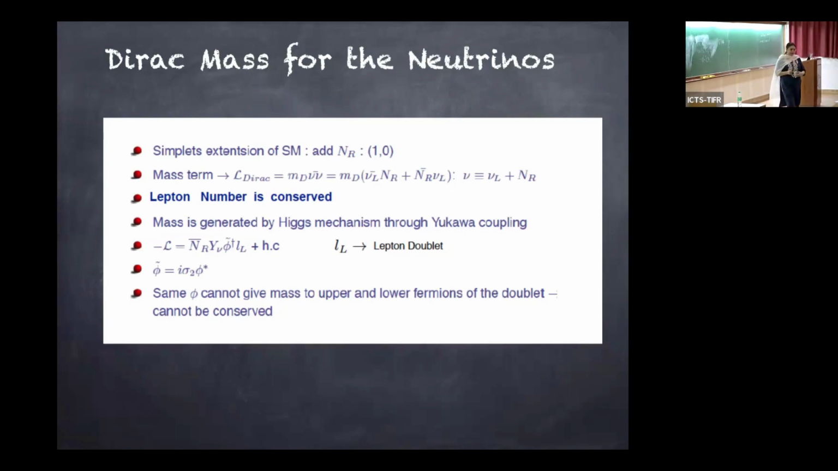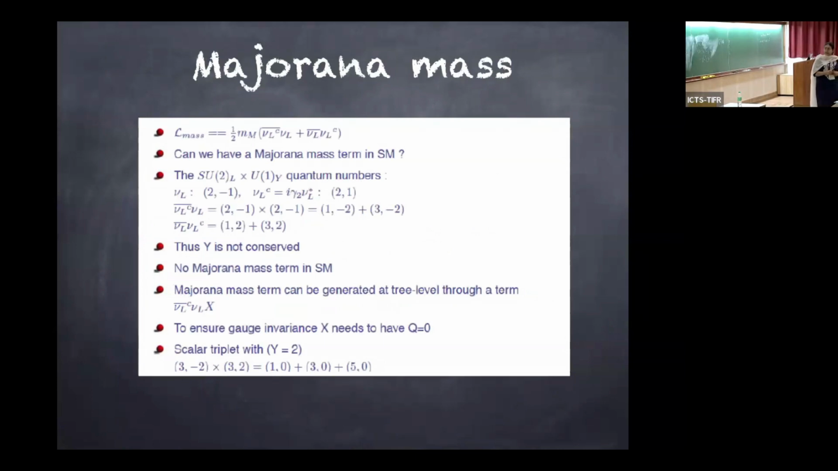Now this is one way. Let me talk about the Majorana mass: in the standard model, can we have a Majorana mass? So let us see the quantum numbers. So the nu L has (2, -1) and nu LC will have (2, 1). So if I write a nu LC bar nu L term, then I can get a singlet of SU2 or a triplet of SU2. But when I combine the Y, then the Y is always -2. So the Y is not conserved. So then I cannot write a Majorana term in the SM.